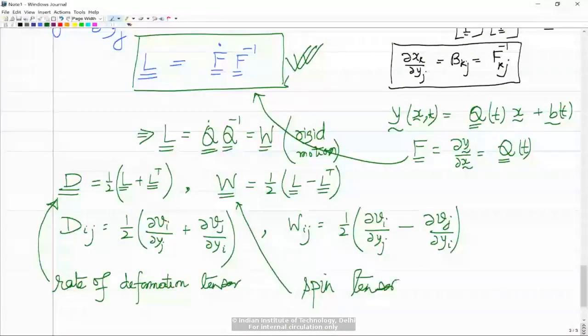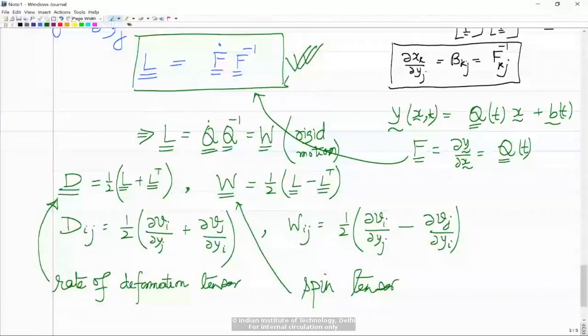But don't think of yourself as a person from fluid mechanics or a person from solid mechanics. As far as this course is concerned, both of you are persons of which mechanics? Anyone? Both of you belong to which mechanics? Continuum mechanics. Yes, very good. So don't segregate yourself. You are a continuum mechanics student.